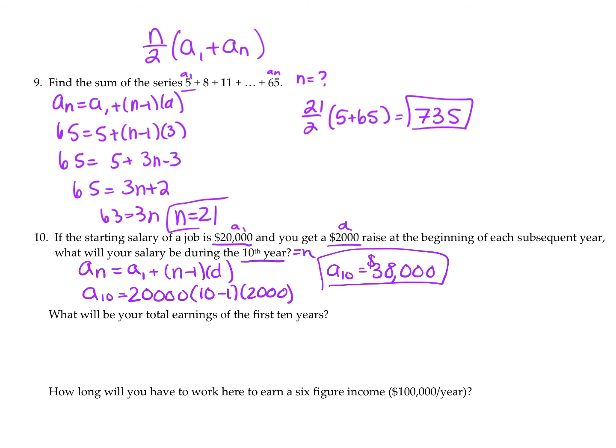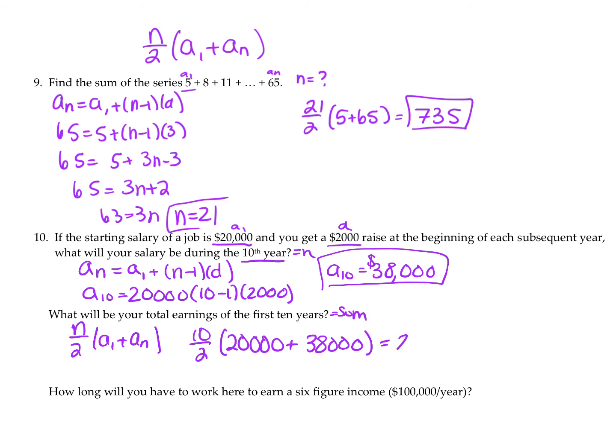What would your total earnings be after 10 years? Okay, so now this total earnings means I'd find the sum. So I'm going to use my sum formula. 20,000 plus 38,000 would be $290,000.